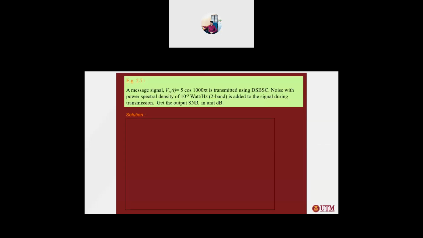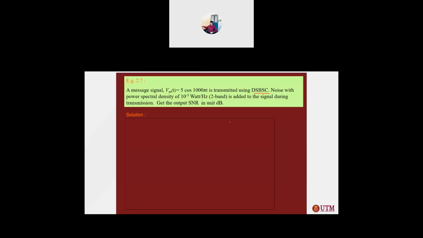So here is a message signal. Let's say you have a message signal VMT equals 5 cos 1000 pi t, transmitted using double sideband suppressed carrier. Noise with power spectral density of 10 to the power of 5 watts per hertz is added to the signal during the transmission. Get the SNR in unit decibel.